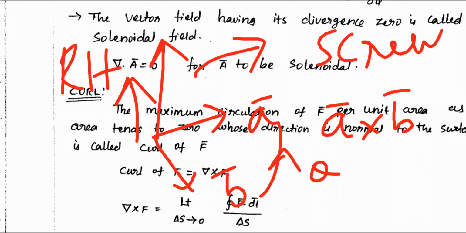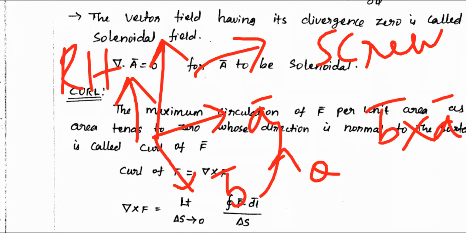So if it wants to go in the upward direction, then what will be the rotational nature of your right hand? That is definitely from B to A. So in those cases, you have to calculate B cross A, not A cross B. Then finally your result will be like this.